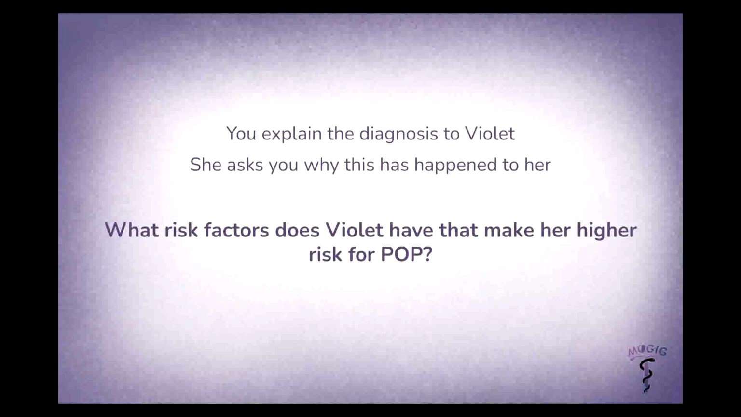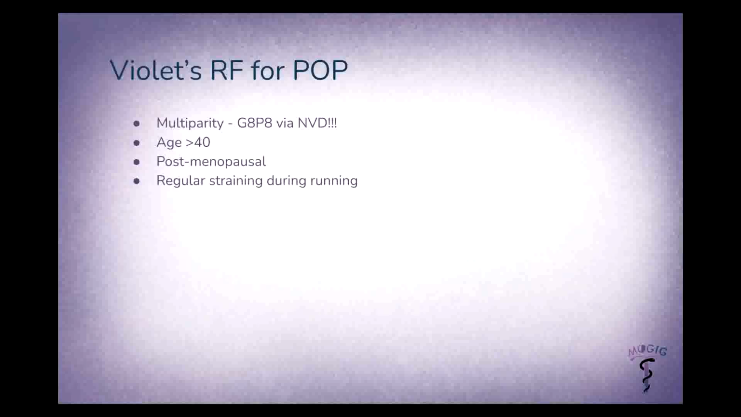So what risk factors does Violet have that make her a higher risk for prolapse? She is significantly at risk for prolapse based on her history of 8 previous pregnancies and births, all of which were normal vaginal deliveries. This put significant strain on her pelvic floor and has probably led to a large component of why she's experienced prolapse now. She's also over 40 and is postmenopausal, which are both risk factors for prolapse. And she has regular straining during running. So it's likely since she started running, she's had a little bit more pressure on her pelvic floor, and that's made this prolapse become more noticeable and more significant for her.